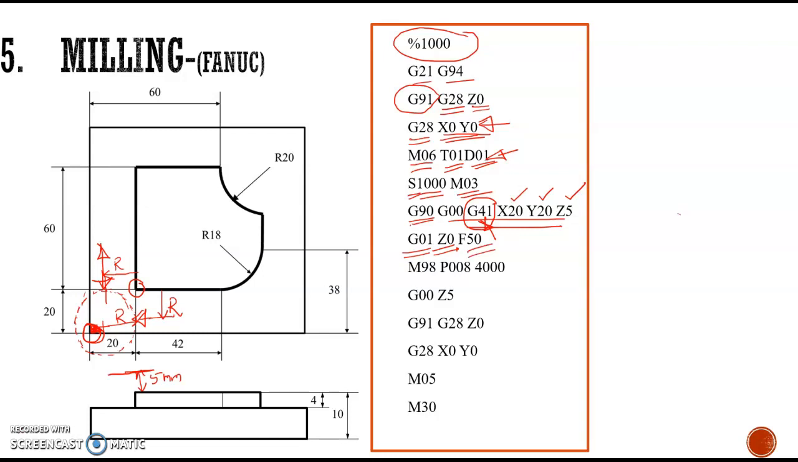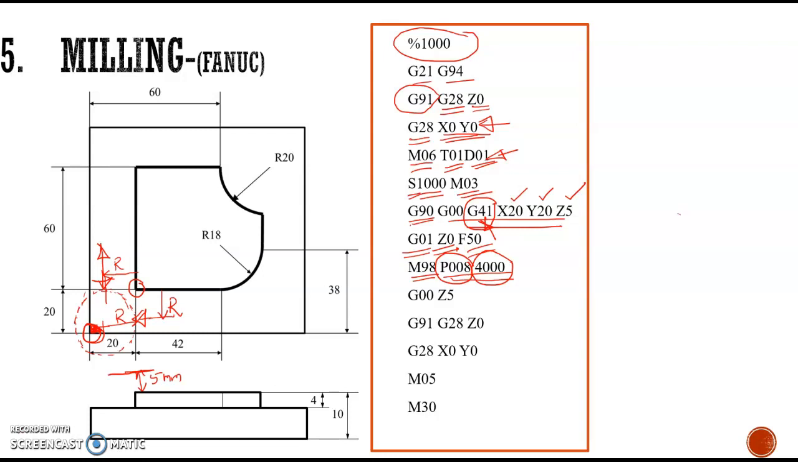The next block is started with the code M98, and that is for calling a subprogram in FANUC. And the subprogram is represented with P008 4000, and P008 means it has to be called 8 times. The same subprogram has to be called 8 times, and the subprogram number is given as 4000.